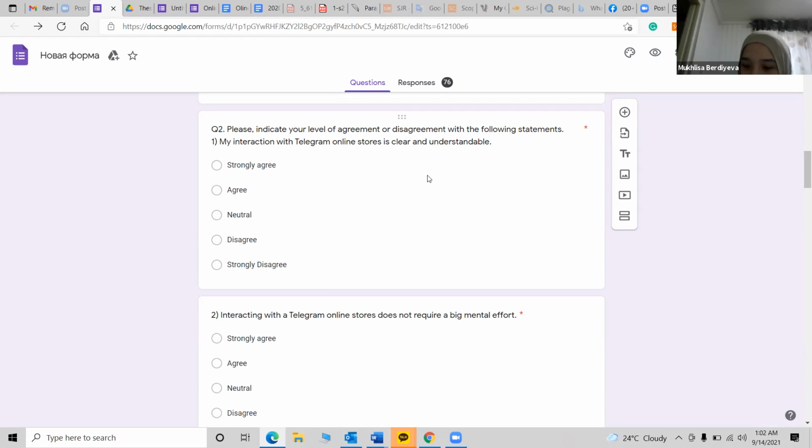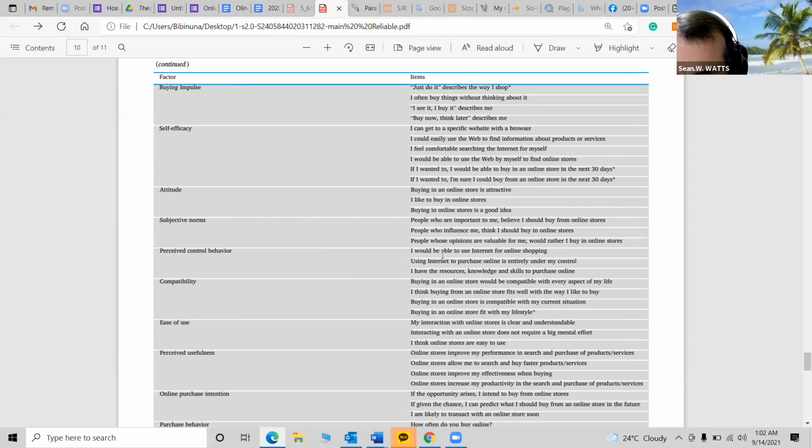So this question Q2 number 1, where does that match in your paper that you're replicating? My interaction with Telegram online stores is clear and understandable. This one here, ease of use. Can you see? Okay, so great. My interaction with online stores. So it's the exact same question. Yes, just such as Telegram.